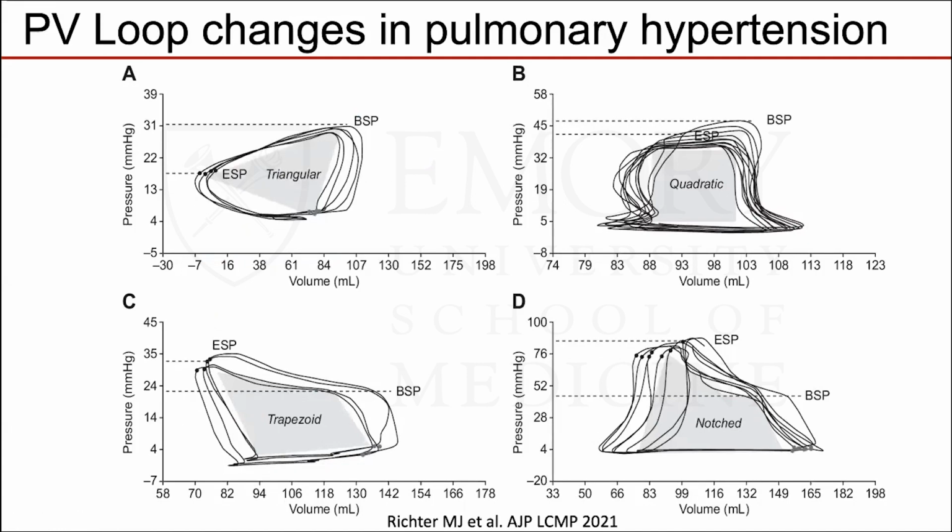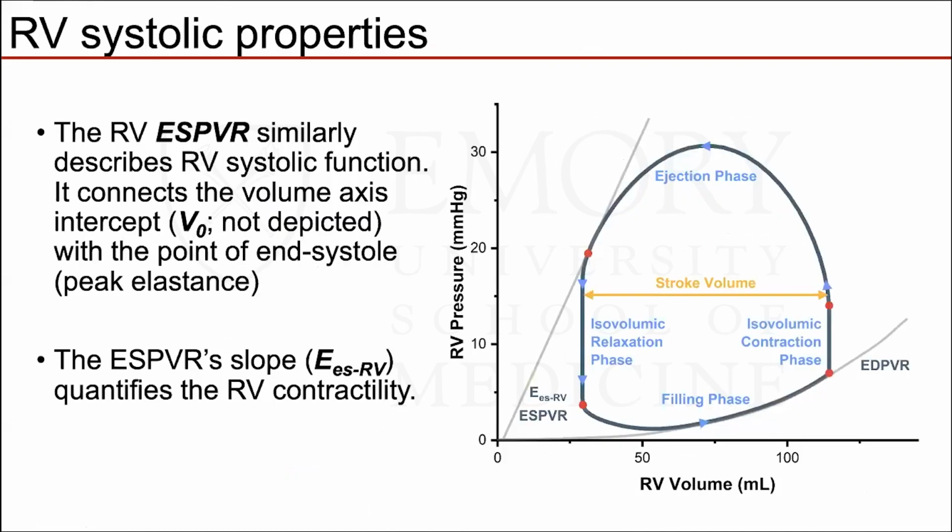So this shows how the shape of the PV loop changes when you expose it to incremental increases in pulmonary artery pressures. It goes from being triangular and low pressure in normotensive individuals to becoming quadratic, trapezoid, and eventually notched in patients who have very high PVRs.